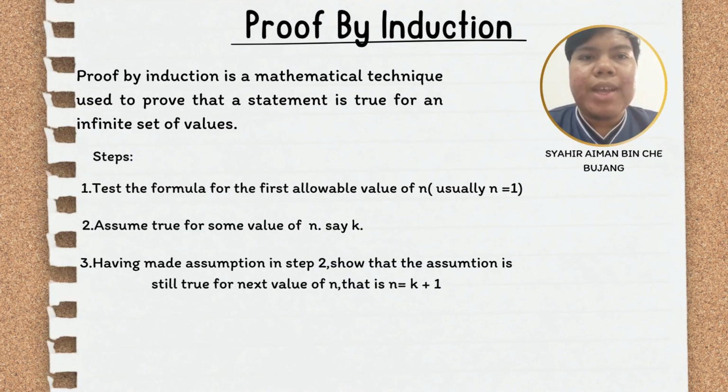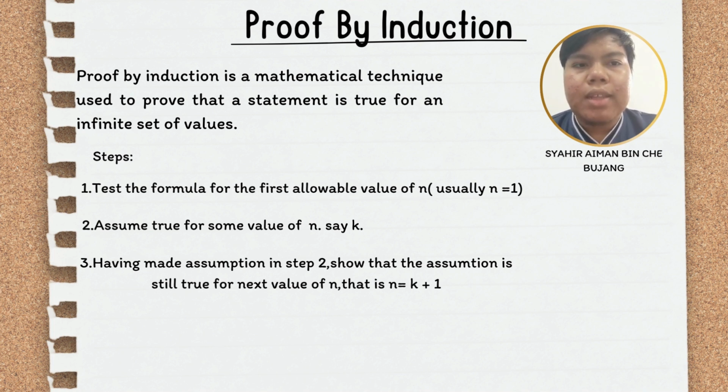I will talk about proof by induction. Proof by induction is a mathematical technique used to prove that a statement is true for an infinite set of values. There are three steps. The first step: test the formula for the first allowable value of n, usually n equals 1. Number 2: assume it is true for some value of n, say k. Number 3: having made the assumption in step 2, show that it is still true for the next value of n, that is n equals k plus 1.